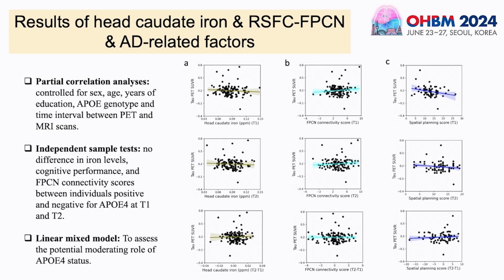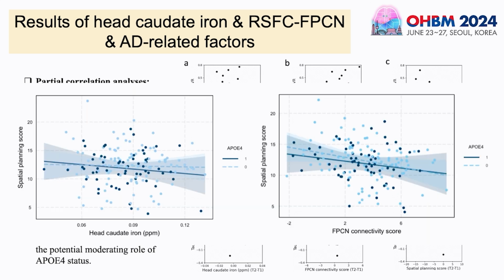And then to assess the potential moderating role of APOE4 on the relationship between the iron content and the brain connectivity score and the executive score, we used the linear mixed model again. Firstly, there is no difference between the APOE4 positive and negative groups for all measures at baseline and follow-up. And again, no significant results were found for the linear model analysis.